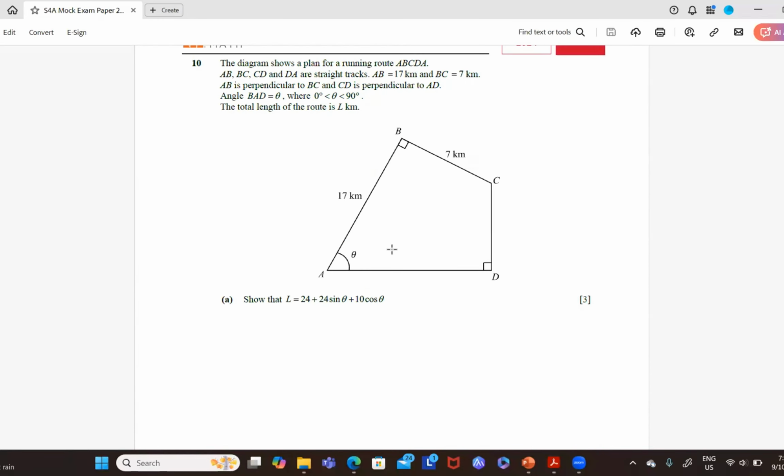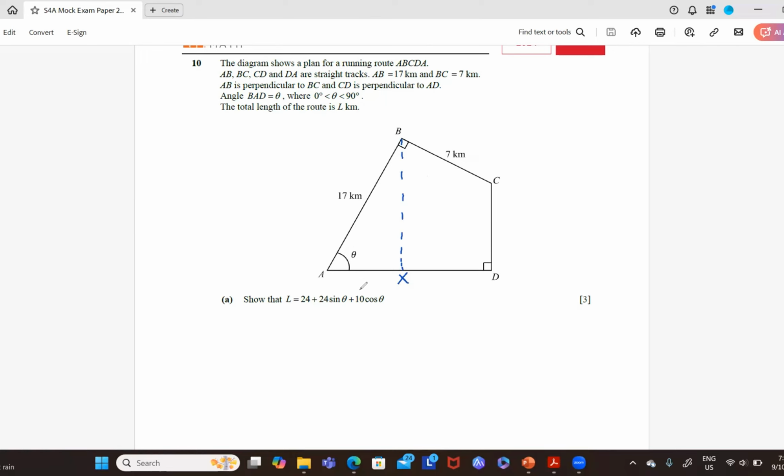Okay, question 10. So this line here is 17 kilometers, this is 7 km. Go and find what's AD and CD, and then you add up the perimeter, okay? So this part here gets a little tricky. What you want to do is you draw a dotted line here first, and then you want to call this X.